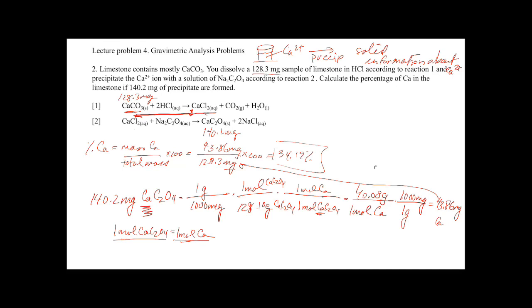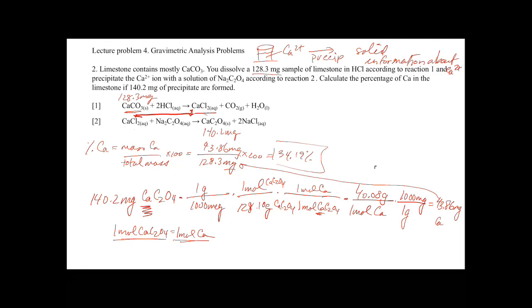So again, with the gravimetric analysis problems, we're taking an ion or an unknown solid. We're releasing the ion into solution, possibly by dissolving it, or in this case we dissolve it with HCl.